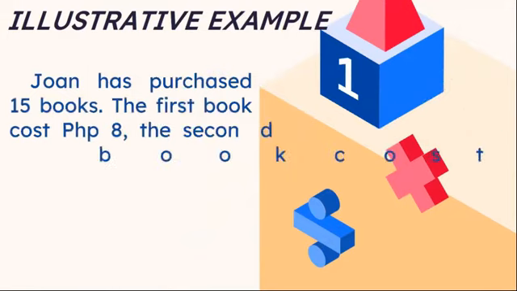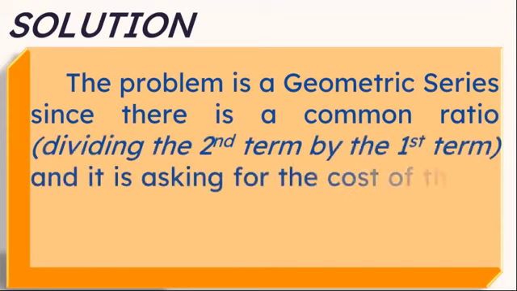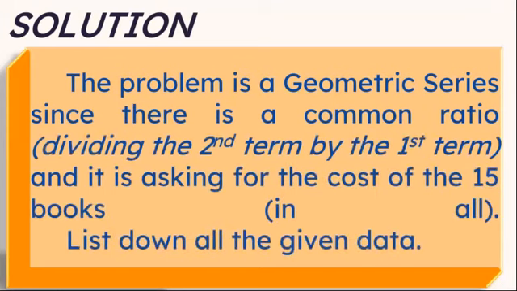Our third problem. Joanne has purchased 15 books. The first book costs 8 pesos. The second book costs 16 pesos, and the third book costs 32 pesos, and so on. How much did Joanne pay for the 15 books that she purchased? We follow the same series of steps. For step number 1, we identify what kind of problem the given is. The problem is a geometric series, since there is a common ratio. We identify the common ratio by dividing the second term by the first term. And it is asking for the total cost of all 15 books.